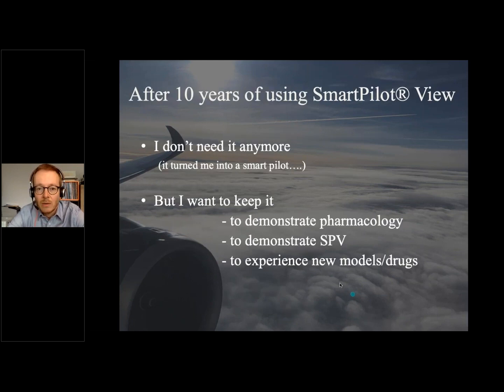So after 10 years of using SmartPilot View, I could say it has taught me a lot. Maybe I don't need it anymore because now I know a lot of things about pharmacology, but I still want to keep it. I like to use it to demonstrate pharmacology to residents. I even like to demonstrate the tool itself because I think it's wonderful. For myself, I like to use it also in the future to experience new models and new drugs that hopefully will be incorporated.